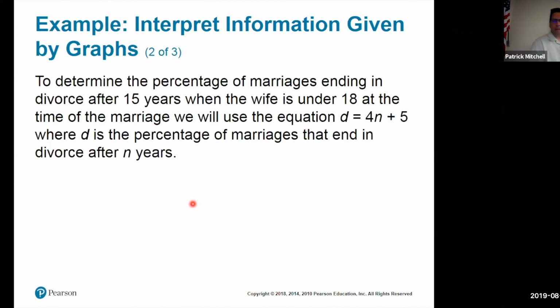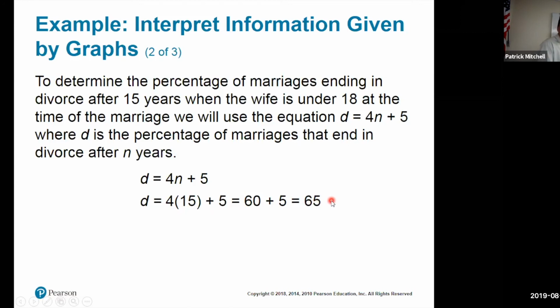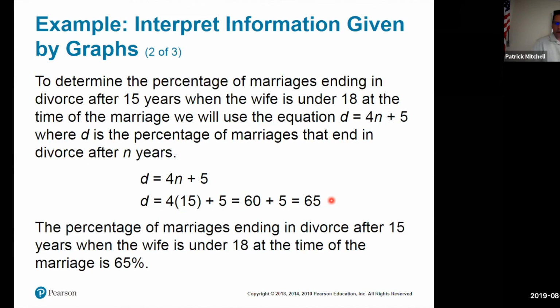So to determine that percentage, we're going to take the equation D equals 4n plus 5. And they wanted to know specifically what is that percentage when n is 15. So we're just going to fill in 15 for n. And when I fill in 15 for n, I get D is 4 times 15 plus 5. 60 plus 5 is 65. So according to this model, if the wife is under 18 years old at the time of marriage, the percentage of marriages that will end in divorce after 15 years is 65%. So it's a pretty high number. Okay.